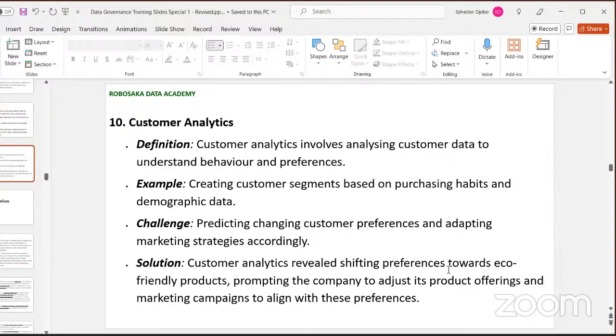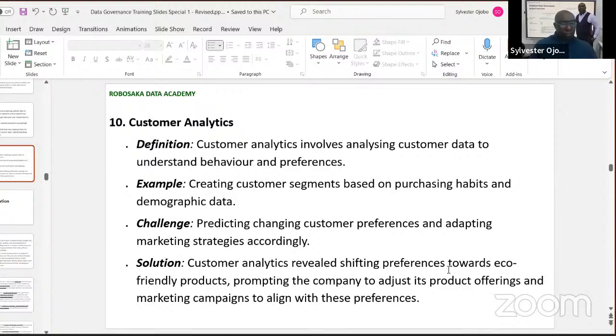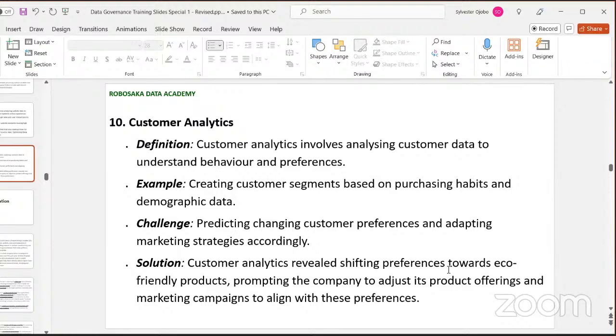Same thing too with Next, where some people like to shop. I like to shop with Next. They keep sending you pictures of clothes, dresses, trousers, whatever you like buying. They will just start flooding your devices with all those things. So they create those things based on your purchasing habits.